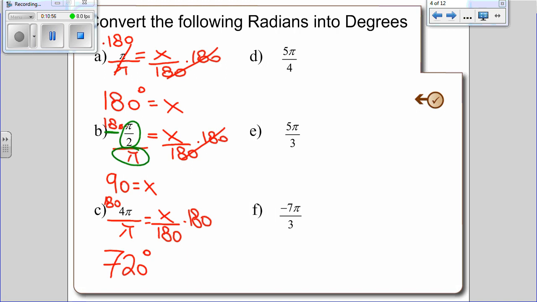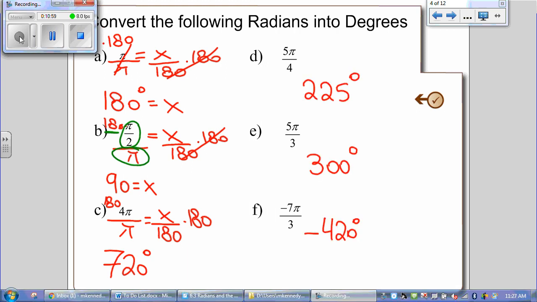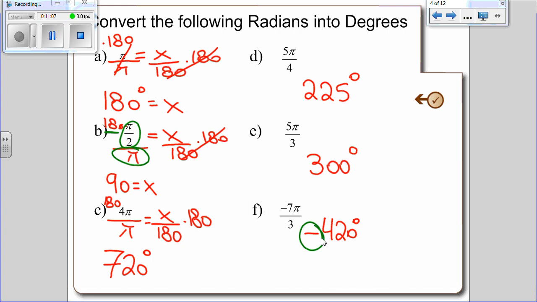Alright, so your other 3 answers are on the board. The third one's a little interesting because it's negative. If it's negative, that means when you were measuring it on your Cartesian plane, positive angles, we talked about it, they go this way, counterclockwise. If it's a negative angle, it means you went 420 degrees the other way, which is a little bit different. If you don't remember that, that's from the other lesson, 6.3.